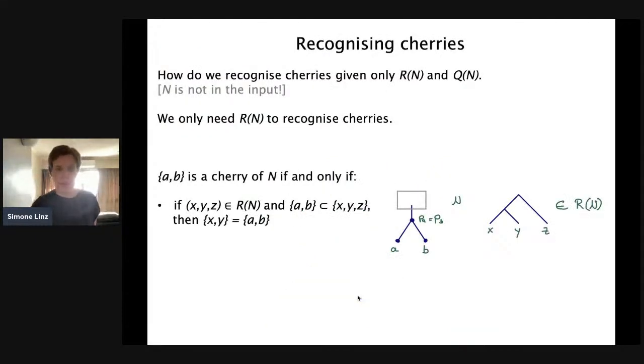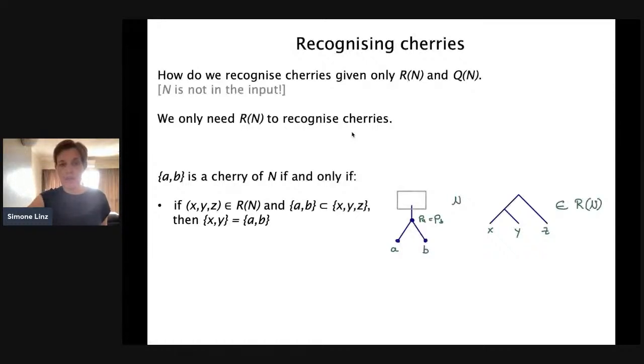So the second ingredient for the proof that we need is we need a way to recognize cherries. So remember, you're only given the set of triplets and the set of quarts. The network is hidden, right? So in some sense, you can think of, you start with a network, you look at the network, you extract all the triplets and quarts, and then the network is gone. You can't see it anymore. Now you're only given the set of triplets and quarts, and you want to reconstruct the network now. So to recognize cherries, it turns out we only need the triplets, so the quarts are not necessary.